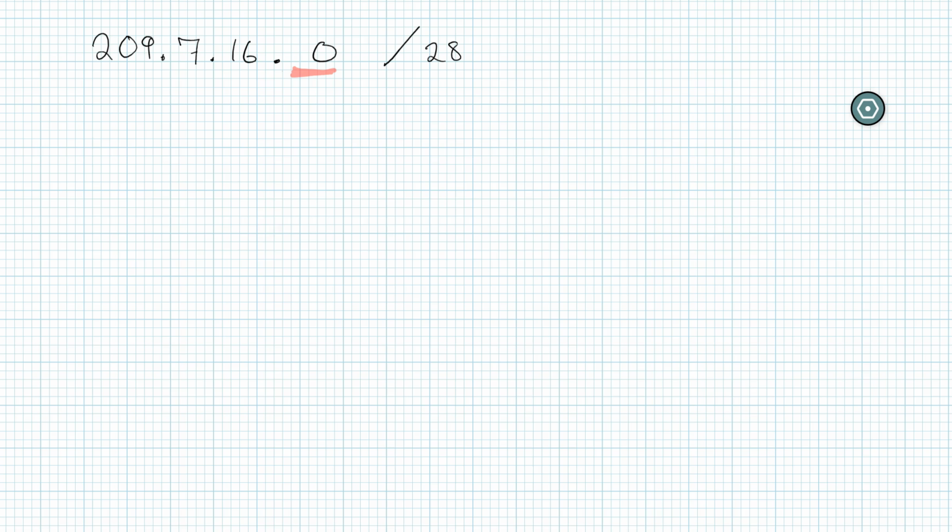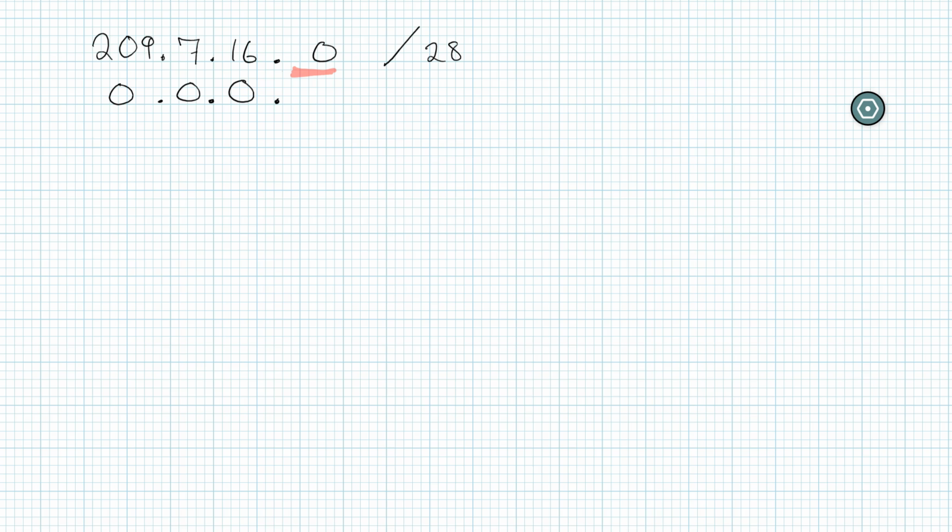So it's going to care about this section. So it's saying you have to match the first section, you have to match the second section, you have to match the third section, and then it's going to do something weird here where it has to match the first 3 bits, but it doesn't have to match the rest of the network.